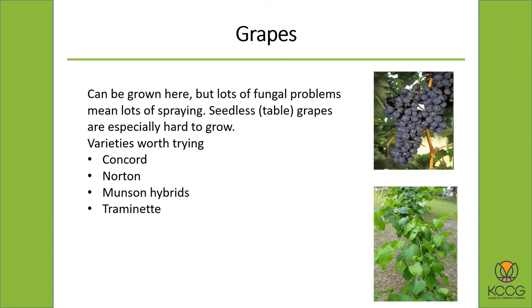And then there are the Munson grape hybrids, and these Munson hybrids are ones that were developed down in Arkansas. We have yet to trial any of those, but they are recommended for the more warm and humid areas of the country, so it's something that's worth looking into. And then Traminette is just another wine grape. So I can't really recommend table grapes.